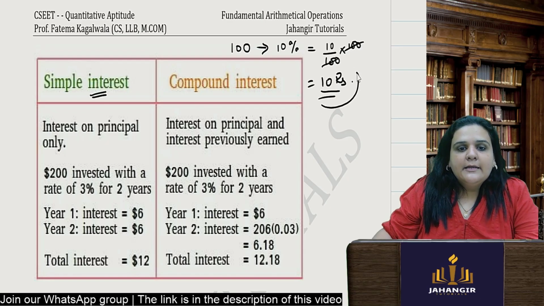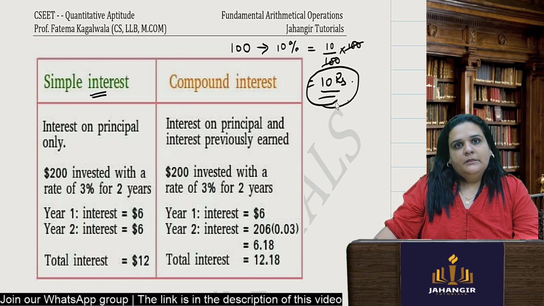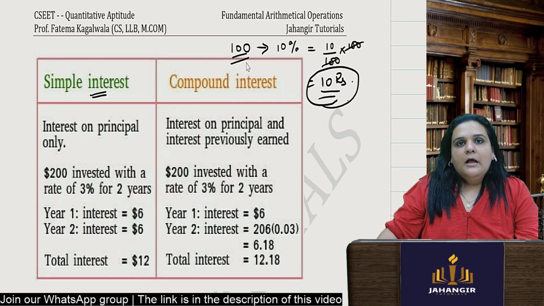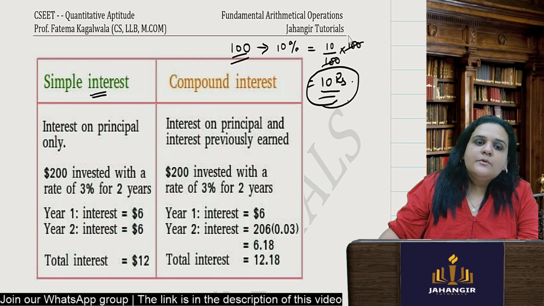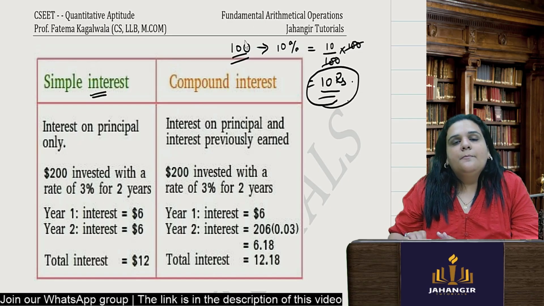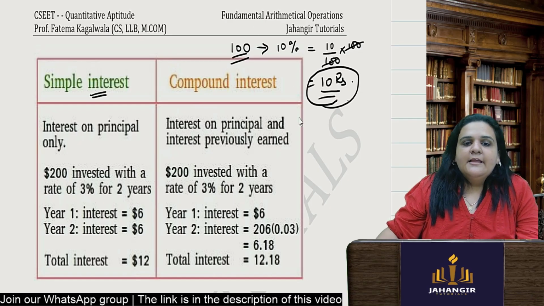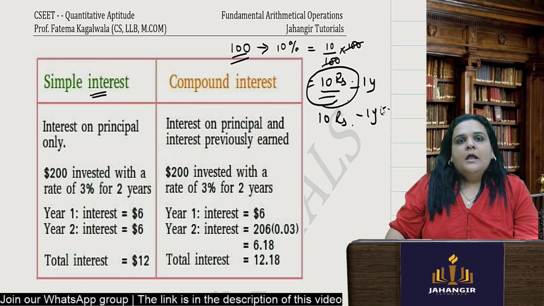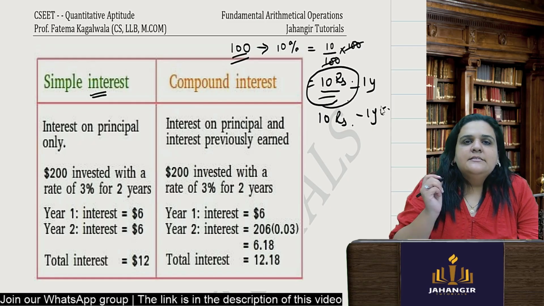I am going to get 10 rupees yearly. So simple interest says what? Whatever is your principal, interest will always be calculated on your principal amount and you are going to get 10 rupees every year. Even if it is the first year 10 rupees, second year also 10 rupees. But in case of compound interest, this changes a little.